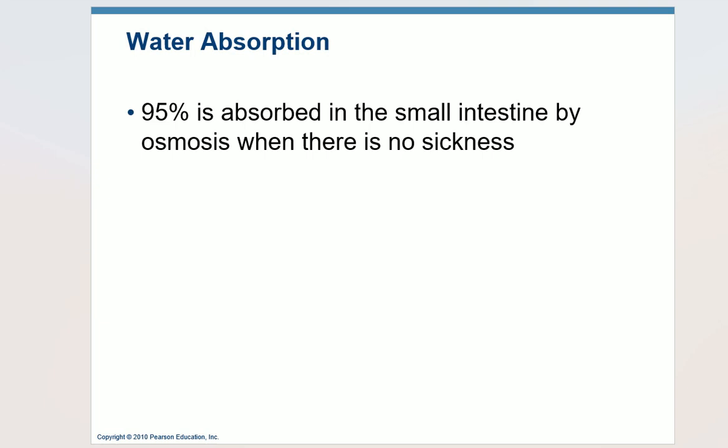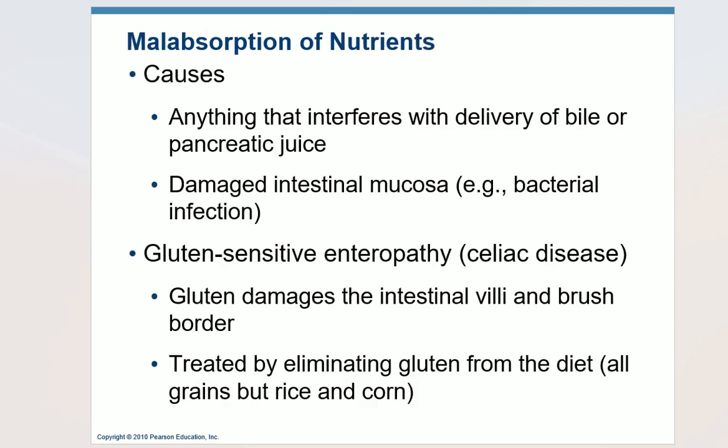Malabsorption, and what do you get? Diarrhea. Malabsorption. So anything that intervenes with delivery of bile or pancreatic juice, damage in intestinal mucosa caused by bacterial infection. So these are any of the issues, anything that interferes with it. Bacterial infections are the most common that can cause malabsorption of nutrients.